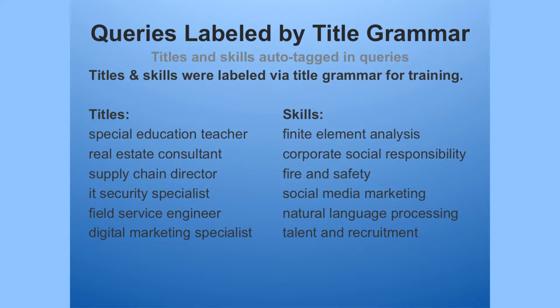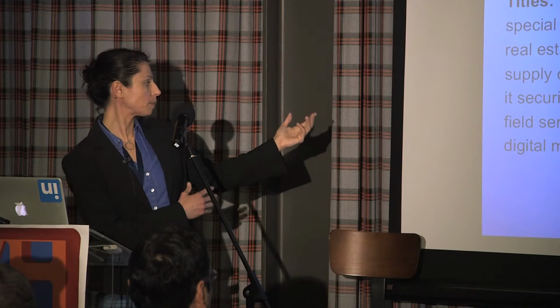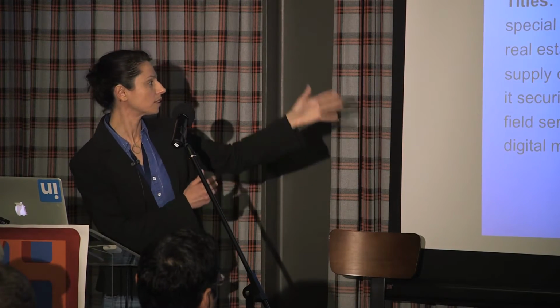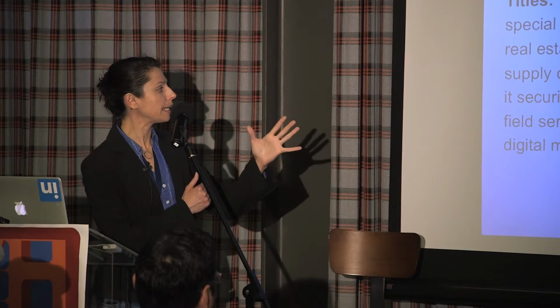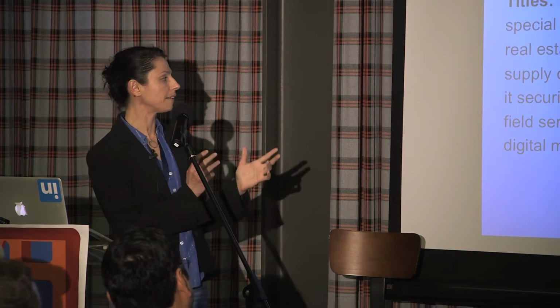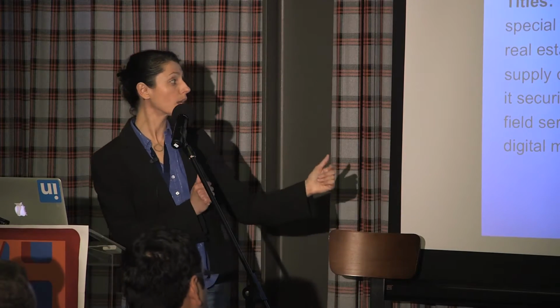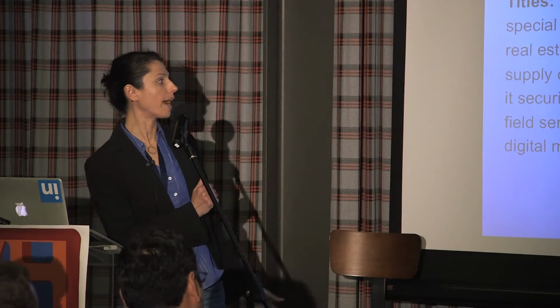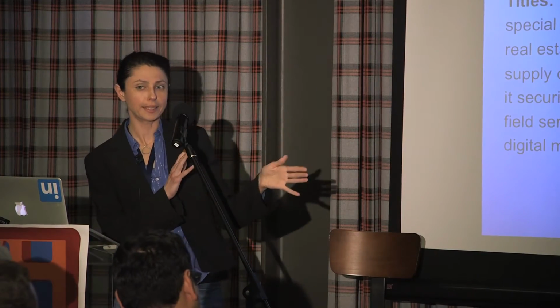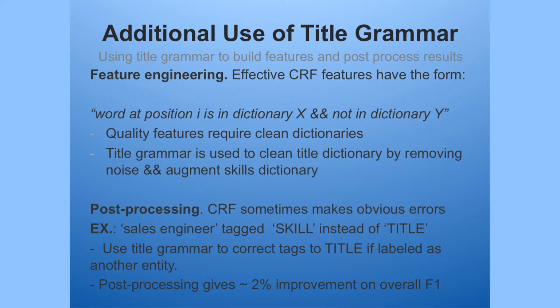So that way, we were able to leverage something we learned to label queries that fully correspond either to titles or skills, because they're short queries and we do not care about segmentation problems. So if we find something like special education teacher or real estate consultant or supply chain director or IT security specialist or field service engineer or digital marketing specialist, we know it's a title. And if we find something like finite element analysis, corporate social responsibility, fire and safety, social media marketing, natural language processing, real example, talent and recruitment, these are skills. And that will have some false positives that titles generally do not have, because accidentally something like Google or Los Angeles might sneak in, and you can't really do anything about it. It's not a perfect world.